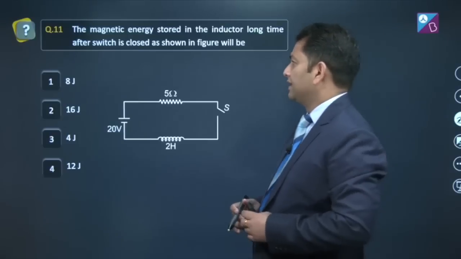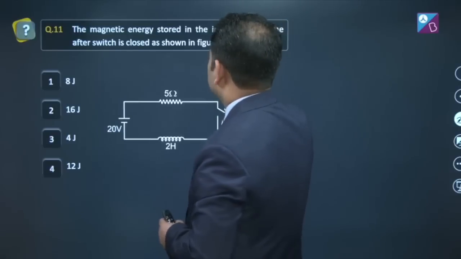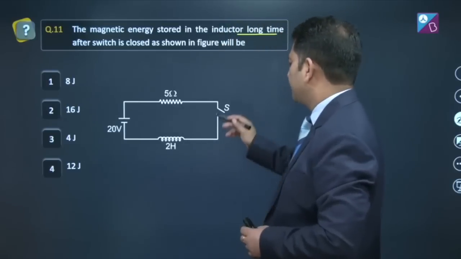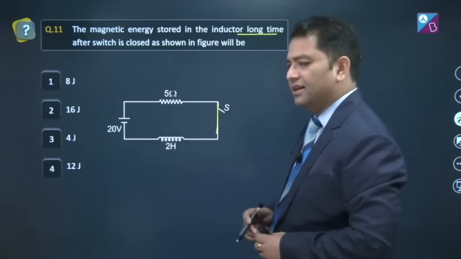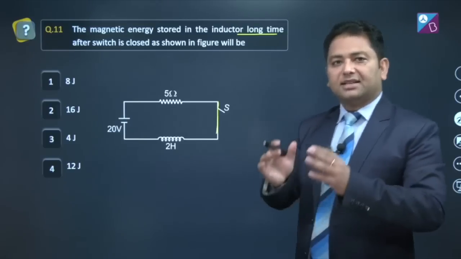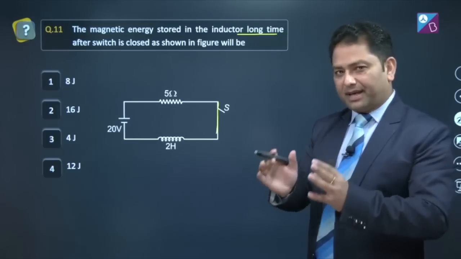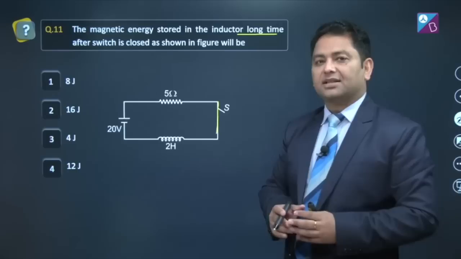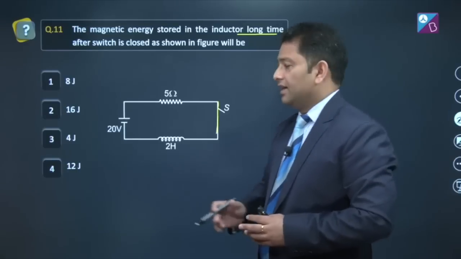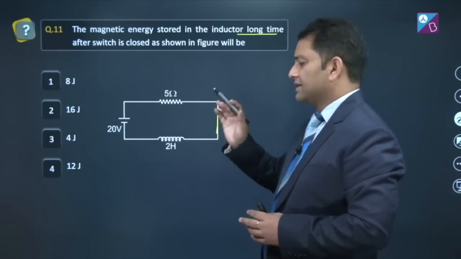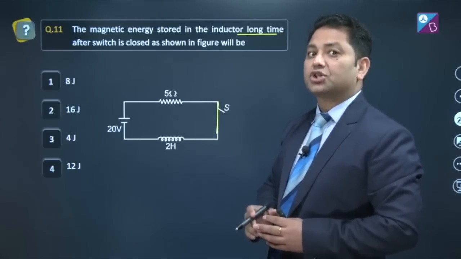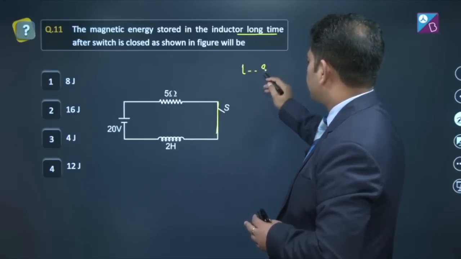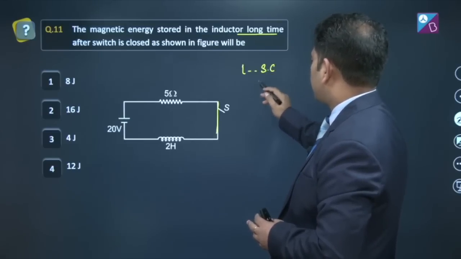Question number 11. Magnetic energy stored in the inductor long time after the switch is closed. आपको याद है पिछले टेस्ट में हमने डिस्कस किया था the steady state of capacitor. In steady state, capacitor behaves as open circuit. Now, inductor in steady state behaves as short circuit. ये ध्यान देना, inductor behaves as short circuit, but कहाँ पर?